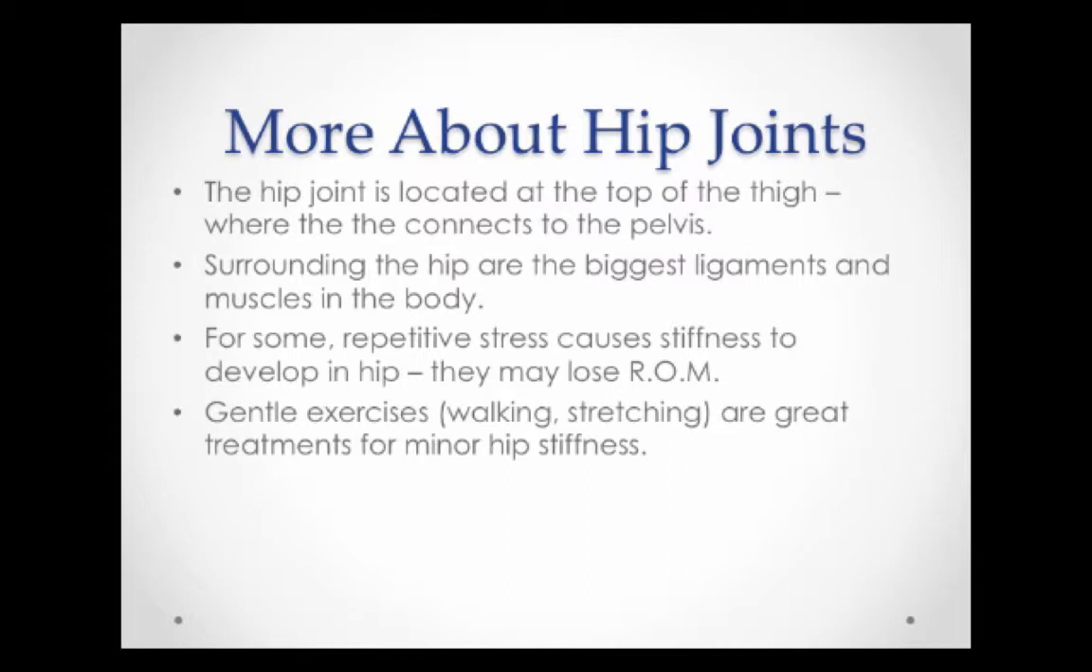More about hip joints. The hip joint is located at the top of the thigh, where the thigh bone connects to the pelvis. Surrounding the hip are the biggest ligaments and muscles in the body. They help the hip survive all the walking, running, and jumping that people do every day. For some people, this repetitive stress causes stiffness to develop in the hip joint. They may begin to lose their normal range of motion. Gentle exercises such as walking and stretching are great treatments for minor hip stiffness.